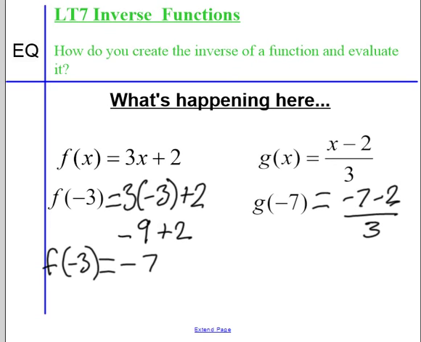-7 minus 2 is -9. Divided by 3 is -3. So my g of -7 is -3. Well, that's an interesting outcome because in the f function, input was -3, output was -7. Over in g, input was -7, output is -3. My inputs and my outputs are reversed for these two scenarios. That is what an inverse function really is.